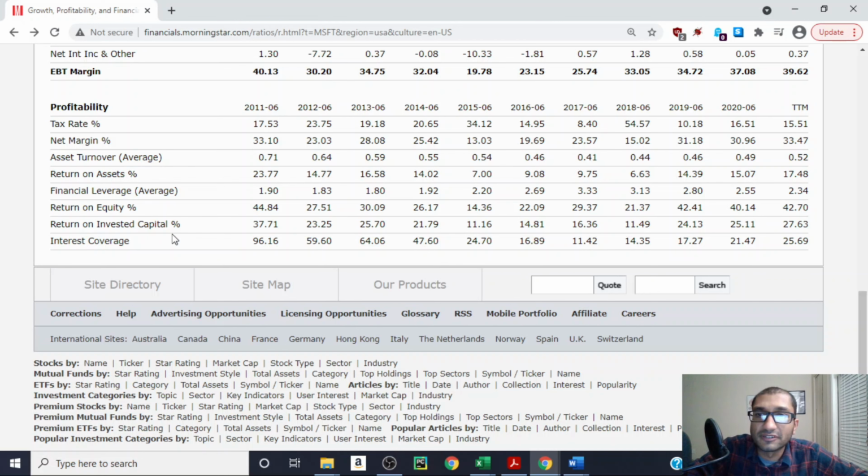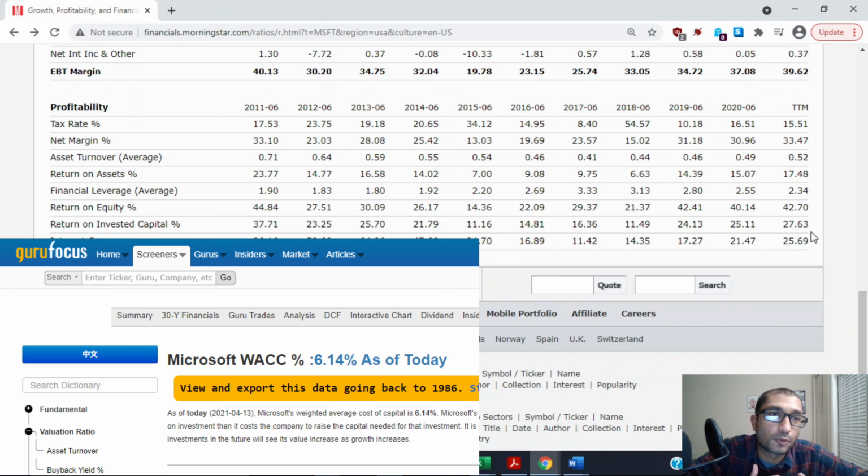Next, looking at the return on invested capital. The return on invested capital gives us an idea of how efficient the management is at allocating the company's capital and getting a return on that investment. Back in 2011, Microsoft's return on invested capital was about 38%, and for the trailing 12 months, it was about 28%. We compare this return on invested capital to Microsoft's current weighted average cost of capital, which is about 6.2%.